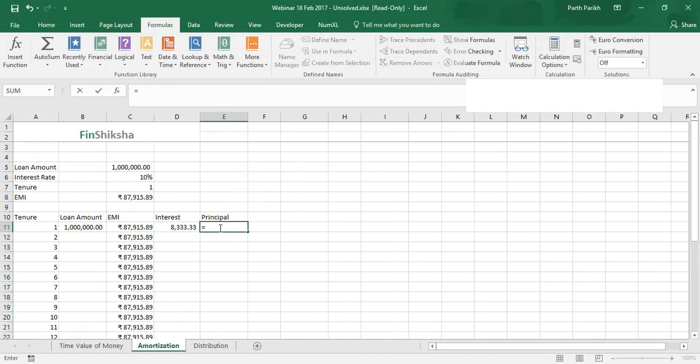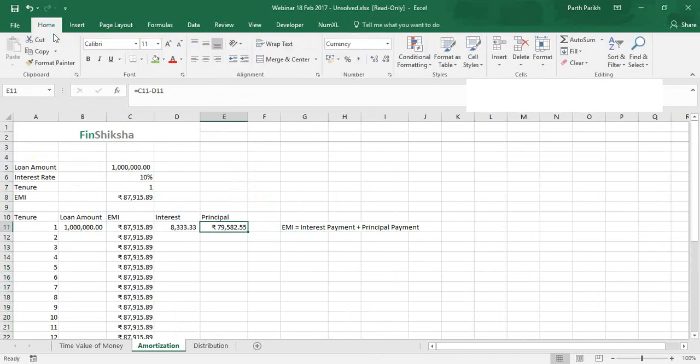Principal would be my EMI minus interest. Since my EMI is made up of interest payment plus principal payment, if I have made the interest payment, then what is left is my principal payment as per this formula. So I've simply done that. I will also format this interest part of it. I will drag this. I'll simply have to drag this.